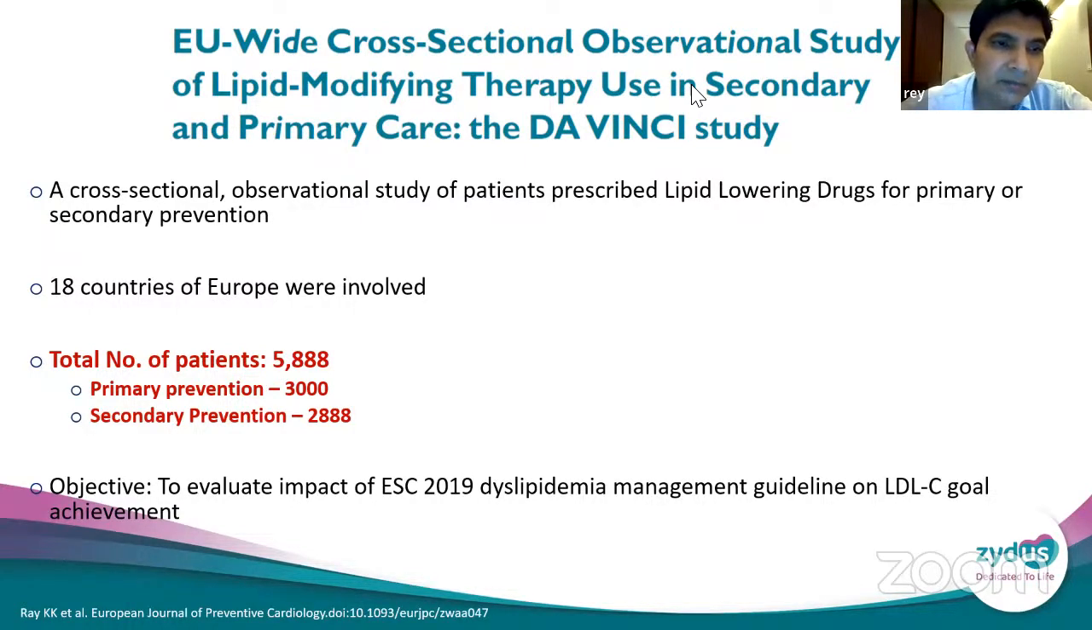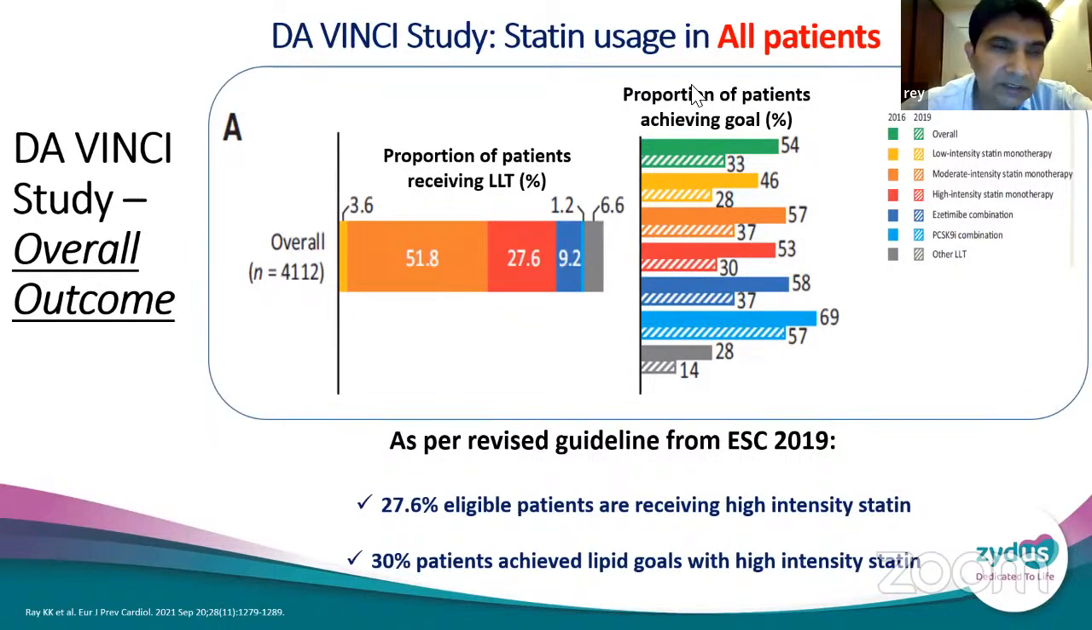The aim of this study is to evaluate the impact of the ESC 2019 dyslipidemia management guidelines on LDL goal achievement. In this Da Vinci study, the overall outcome observed is the proportion of patients achieving goals. As per the revised ESC 2019 guidelines, in all patients, around 27.6% of eligible patients are receiving high intensity statin only. And out of these, only 30% of patients achieved lipid goals with a high intensity statin.